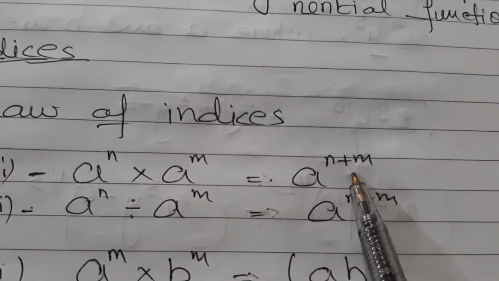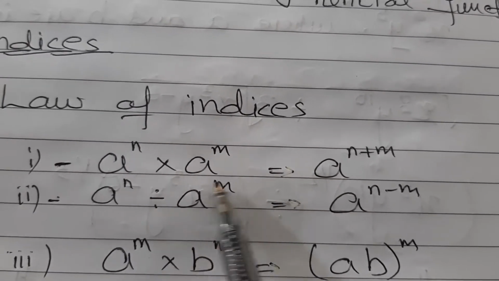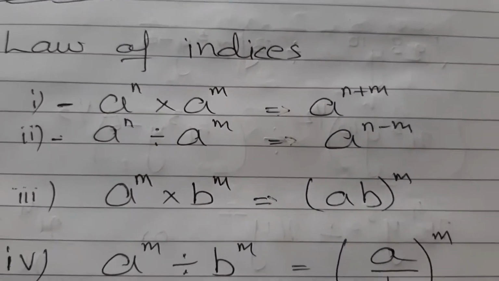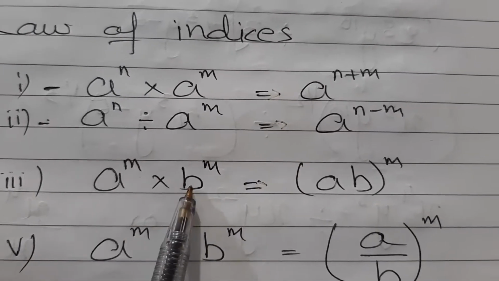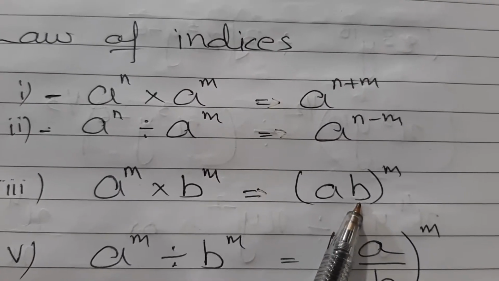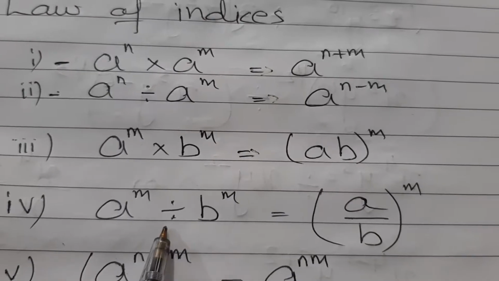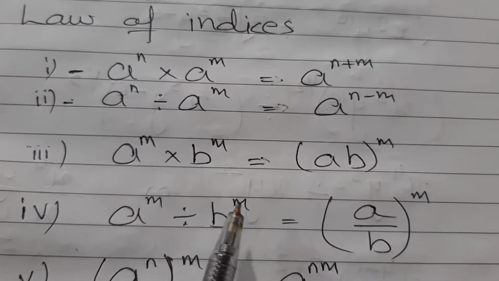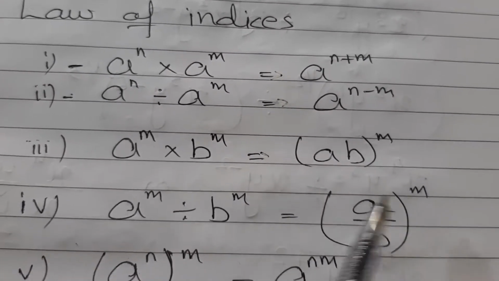If 2 index numbers are multiplying and the base is the same, then powers are added, like I have shown you here. If 2 index numbers are dividing, then powers are subtracted if the base is the same. Similarly, if 2 index numbers are multiplying where bases are different but powers are the same, you multiply the bases first and then apply the power. If 2 index numbers are dividing such that the bases are different but the powers are the same, then you divide the bases first and then apply the power.